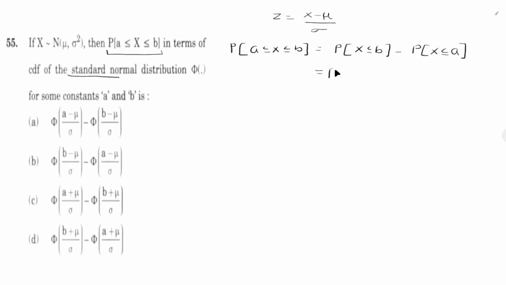From here we can write X minus mu upon sigma. So we have subtracted mu and divided by sigma. In B, we also do the same thing: B minus mu upon sigma. Then this minus sign. Again, we do the same thing: X minus mu upon sigma. And here with A also, A minus mu upon sigma.